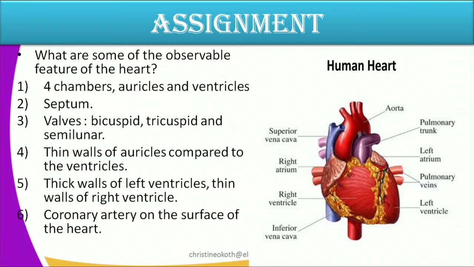Then the fifth thing we can observe in the structure of the heart is the thick walls of the left ventricle and the thin walls of the right ventricle. The left ventricle pumps blood away from the heart to other parts of the body, so the thick walls help it push blood to further levels. Then we have the coronary arteries, which are on the surface of the heart. They are the ones that supply the heart with blood. There are very many things that you can observe on the heart, but these are just a few.